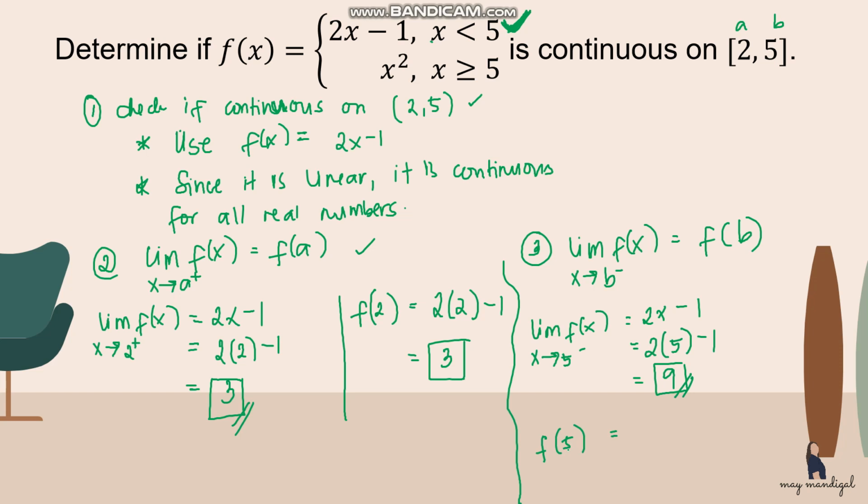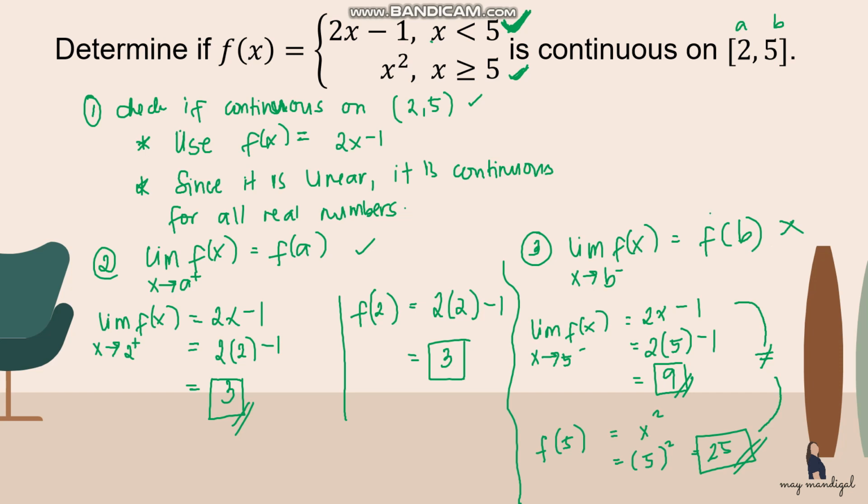And then last is we have to solve for f of 5. Now this time x is equal to 5. So if x is equal to 5, that means it will fall at the second subfunction, which is this one, x squared. So we will be using that. So we have here x squared. So substitute. So that will be 5 squared or 25. Now as you notice, the limit of our function is not equal with the value of the function if x is equal to 5. So it failed to satisfy this third condition.